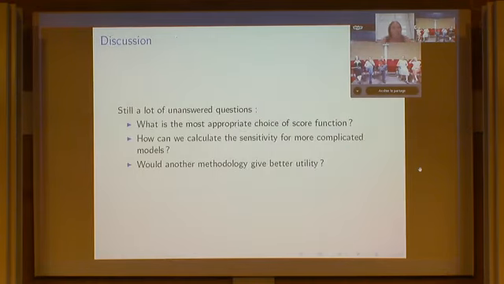And so there's a lot of unanswered questions. I don't know what's the most appropriate choice of score function. I don't know how I can calculate the sensitivity better if I have more complicated models. And it's not clear if the exponential mechanism is the way to go or if something else would work better. But it just seems nice because with the Bayesian models, I already get some score function, which is that posterior predictive probability.